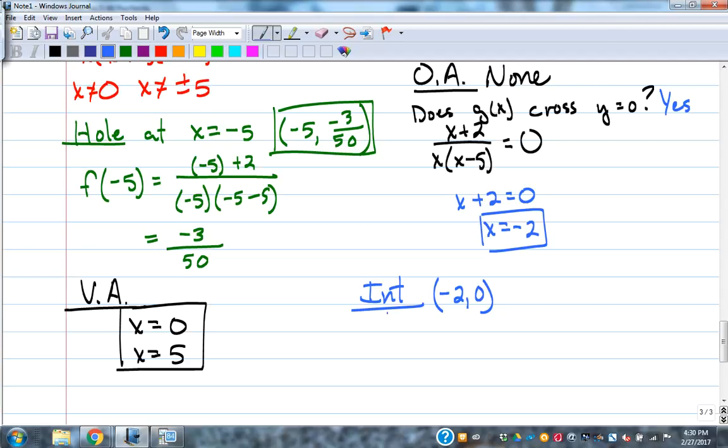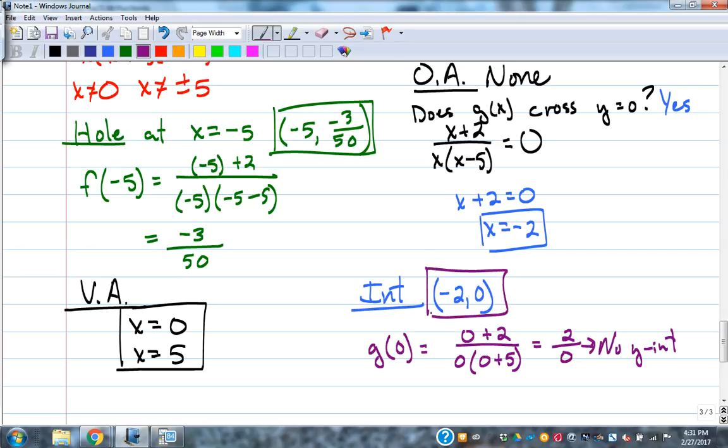Okay. The other intercept to find would be the y-intercept. So this is g of 0. So 0 plus 2 over 0 times 0 plus 5. But that ends up with division by 0. Is there any way that can happen? Can we divide by 0? No. So there's no y-intercept. That's what that means. No y-intercept because we got division by 0. Okay. So the only intercept we have is at (-2, 0).